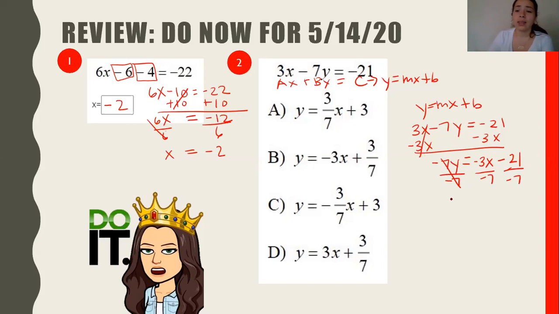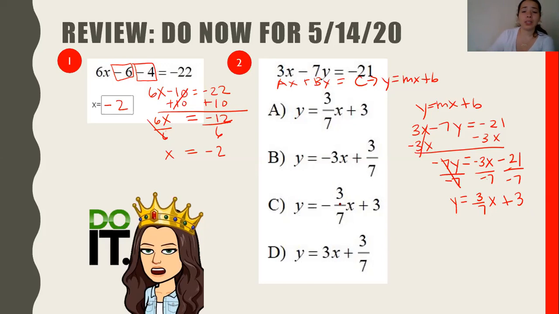Okay. That leaves me with y is equal to negative 3 divided by negative 7. I can plug that into the calculator and it'll give me a decimal, but I'm going to leave it as a fraction. I know that a negative divided by a negative is a positive, so that leaves me with 3 over 7x. And the negative 21 divided by negative 7 is positive 3. Again, the negative divided by negative is a positive.